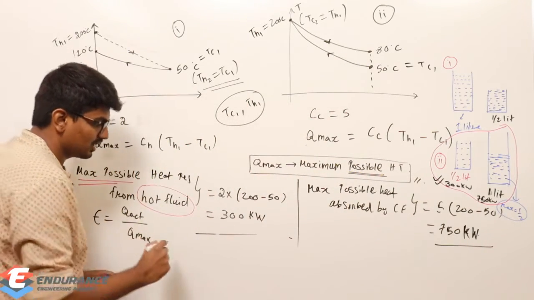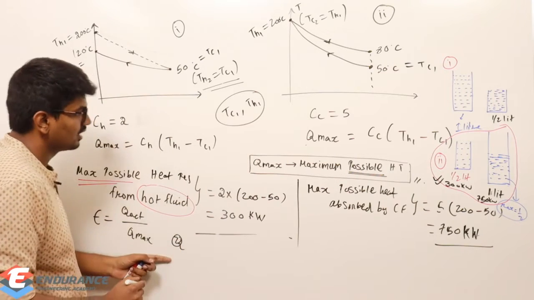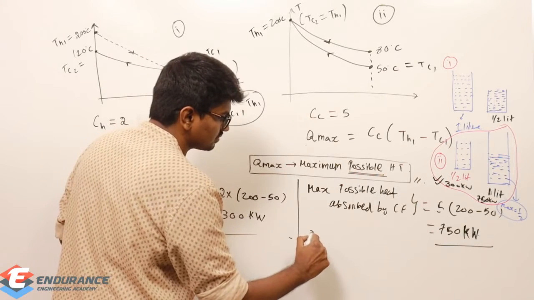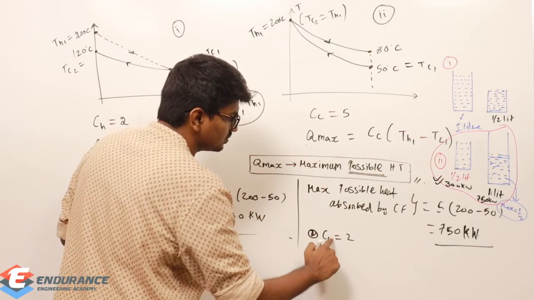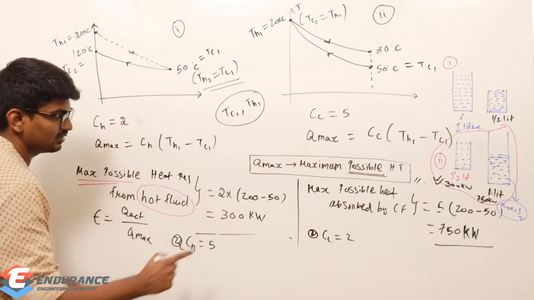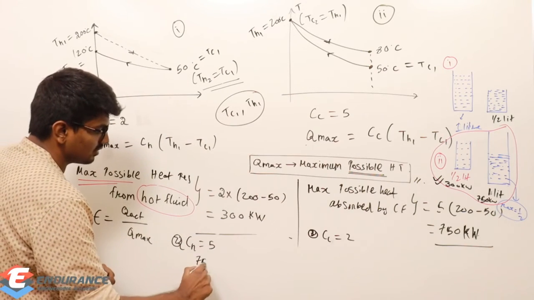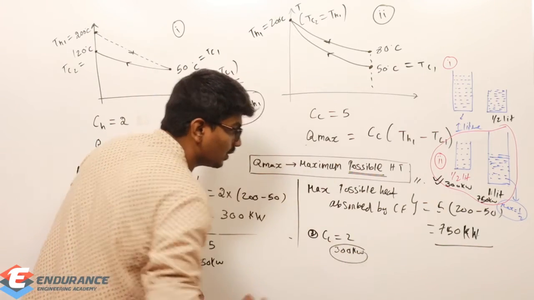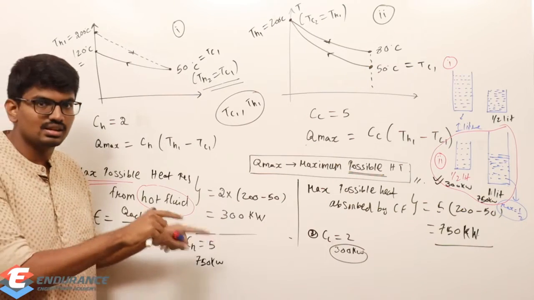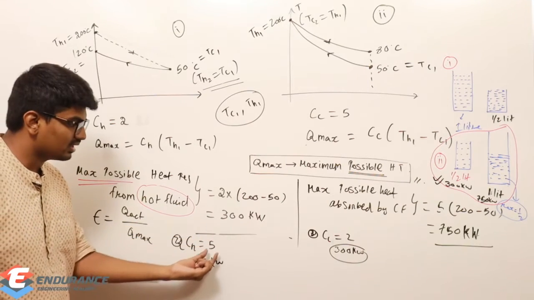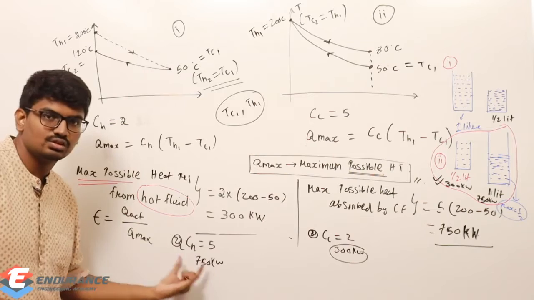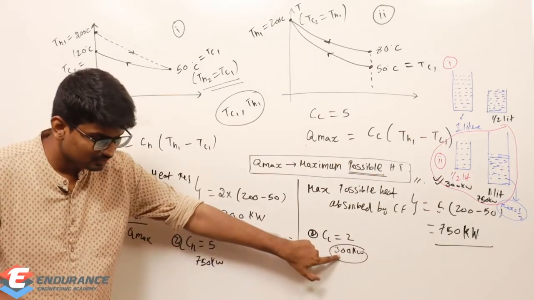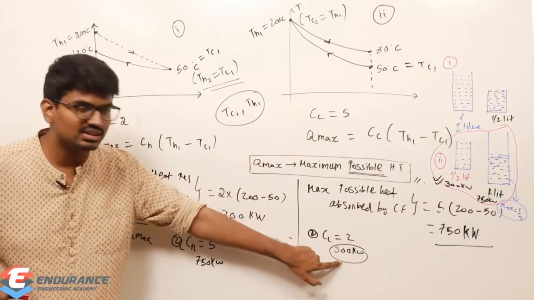Let us take another example, a second example. Let us take CH equal to 5 and CC equal to 2. What happens if CH is 5? In this case I will have 750 kilowatt, and in the other case I will have 300 kilowatt. I hope you are getting my point. CH of 5 means 5 into 150, which is 750. So the maximum possible heat the hot fluid can reject is 750. If CC is 2, the maximum possible heat the cold fluid can accept is 300.